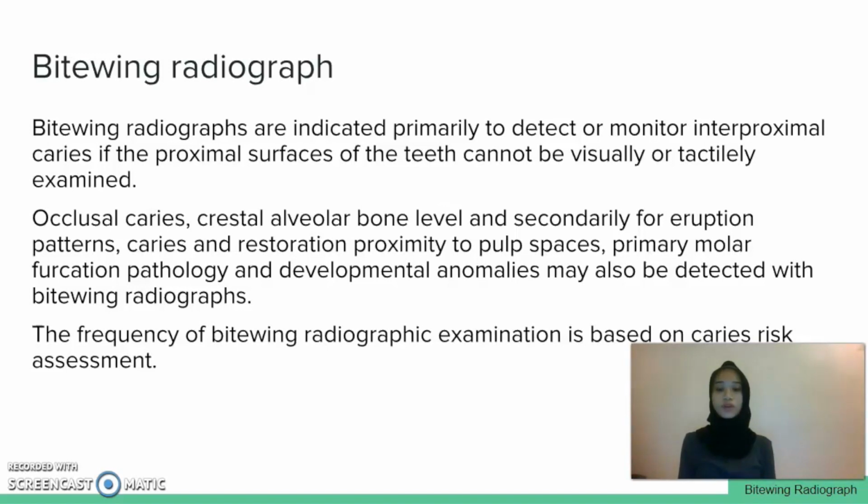The frequency of bite-wing radiographic examination is based on caries risk assessment. As the risk status may change over time, the radiographic recall interval may change. A patient with a high caries risk assessment will require bite-wing radiographs more often, which is around every 6 months, than a patient with a low caries risk assessment, which is around 12 to 24 months.